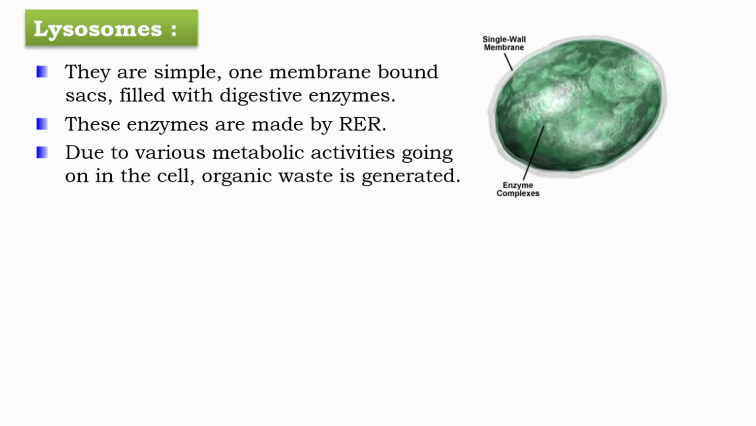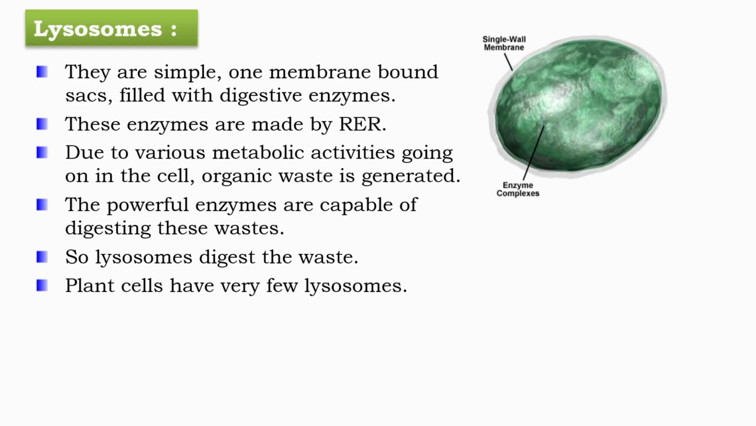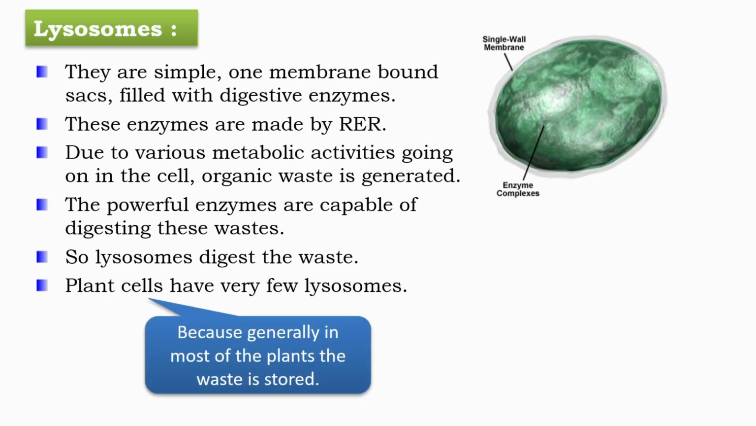Due to various metabolic activities going on in the cell, organic waste is generated. The powerful enzymes are capable of digesting these wastes. So, lysosomes digest the waste. Plant cells have very few lysosomes because generally in most of the plants the waste is stored.